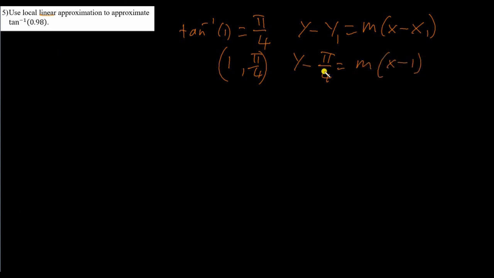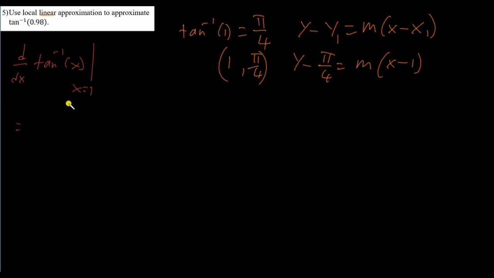And now I just need to find my slope, m. When you think of slope in calculus, you should think of derivatives. So we're going to first take the derivative of the inverse tangent function, and then evaluate it at our x value, at x equals 1. That's going to give us our slope at x equals 1, which is what we want here.